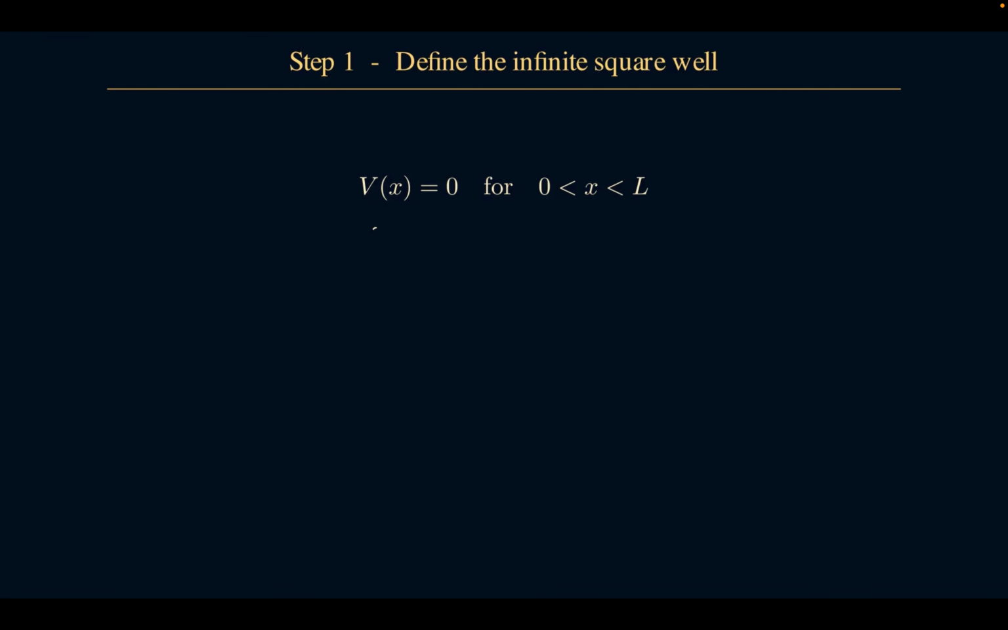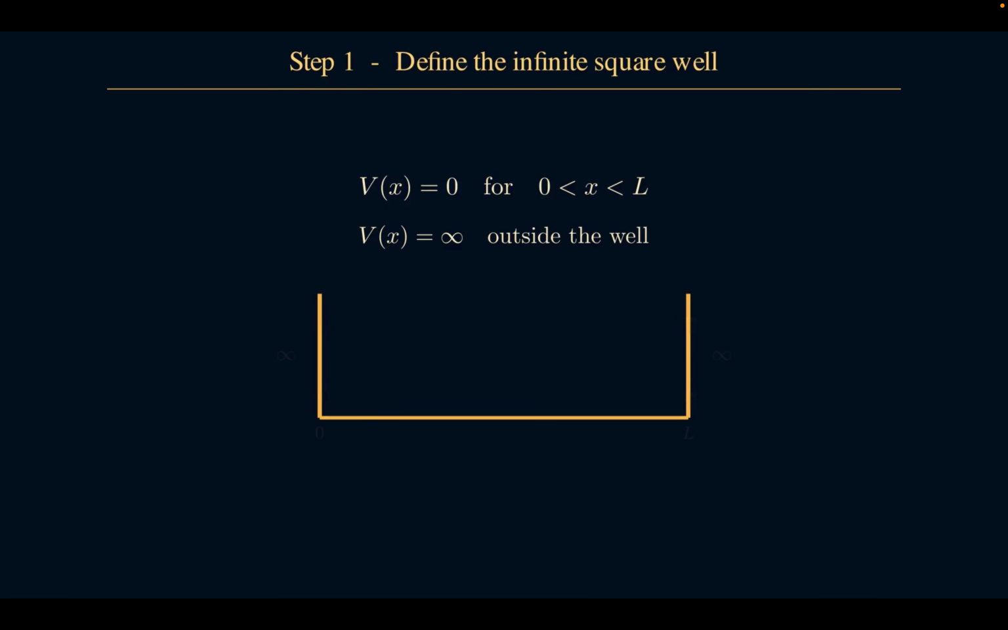Hey guys, today in this video we have the infinite square well solution for the one-dimensional quantum mechanics problem. So we define the infinite square well, that is V of x equals 0 for x between 0 and L. So V of x is infinity outside the well. And you can imagine this well like that. So this is just a visual representation of it.